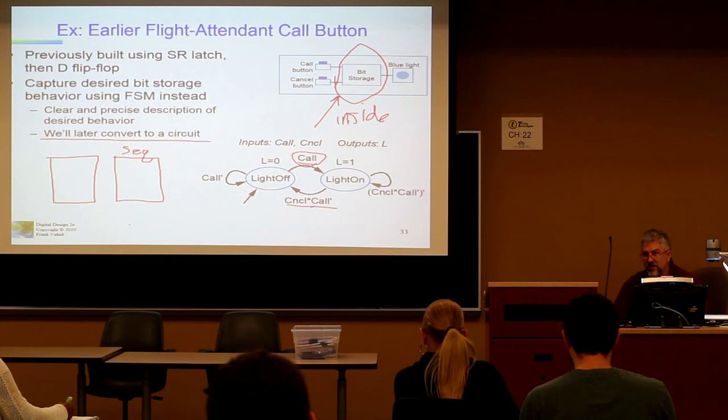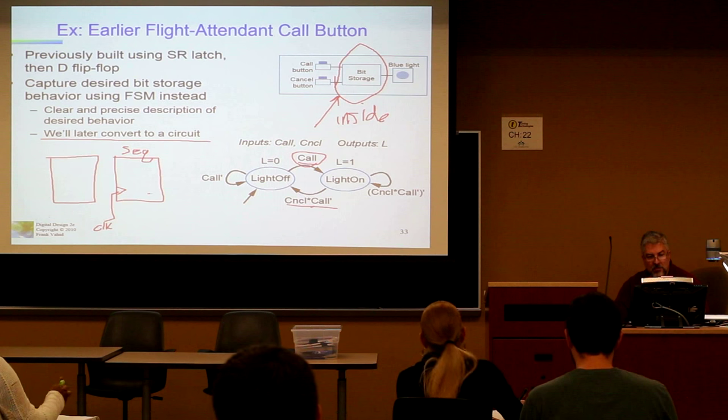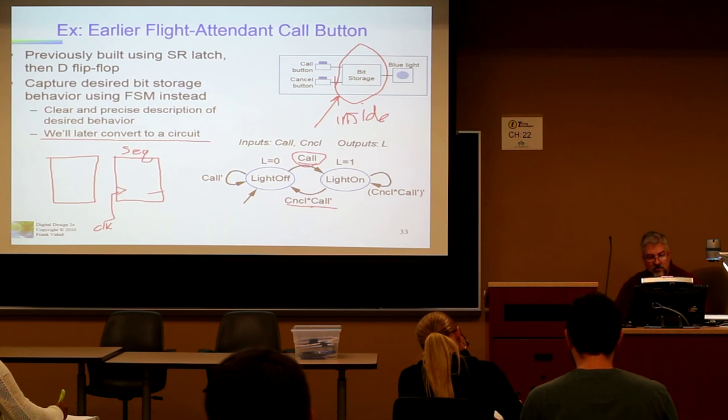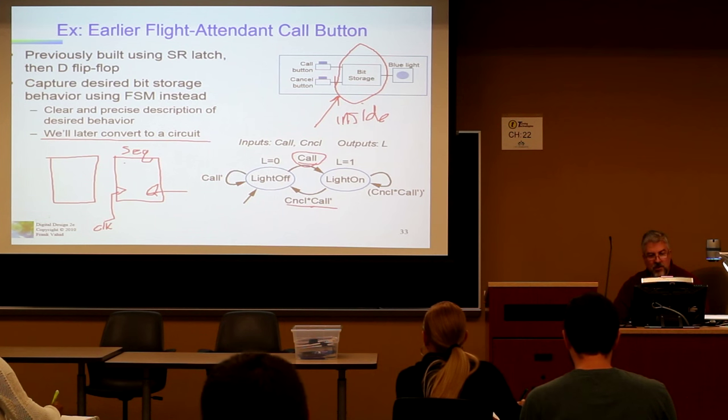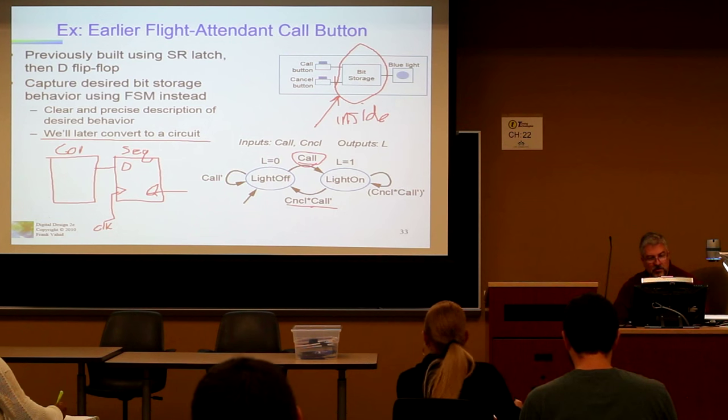We did this already, two examples. We have an input, right? A clock. There'll be an output, which is Q. We have an input D. Where is this D input going to come from? So this is the combinational part.